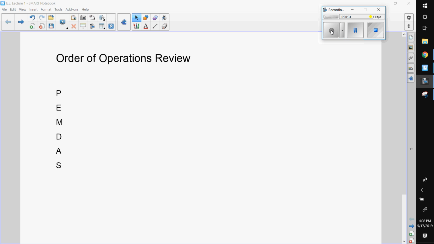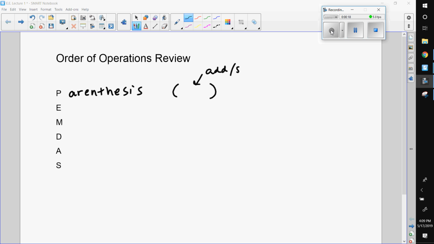Okay, so order of operations. The first thing you want to remember is your PEMDAS, which is just an acronym to help you remember. You always want to do parentheses first. So anything in there, whether you want to add, subtract, multiply, or divide, do that first, and then figure out what you want to do next.